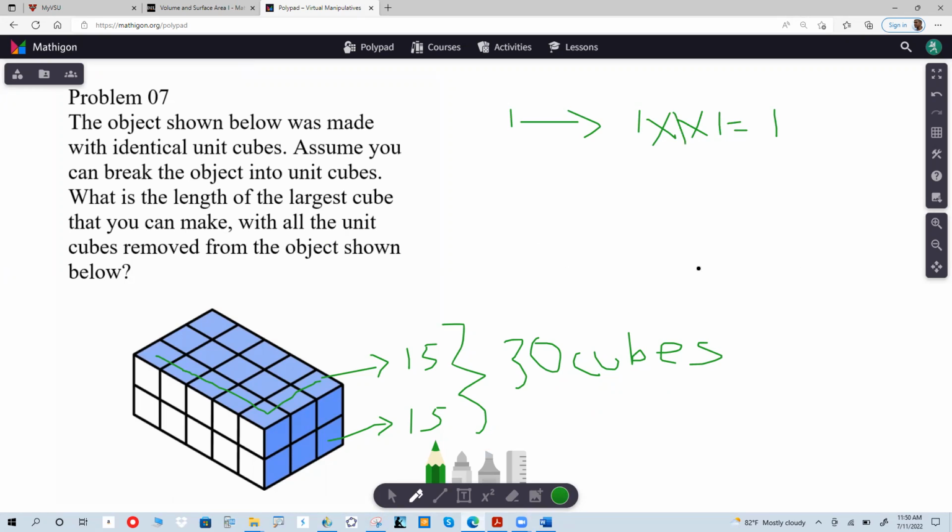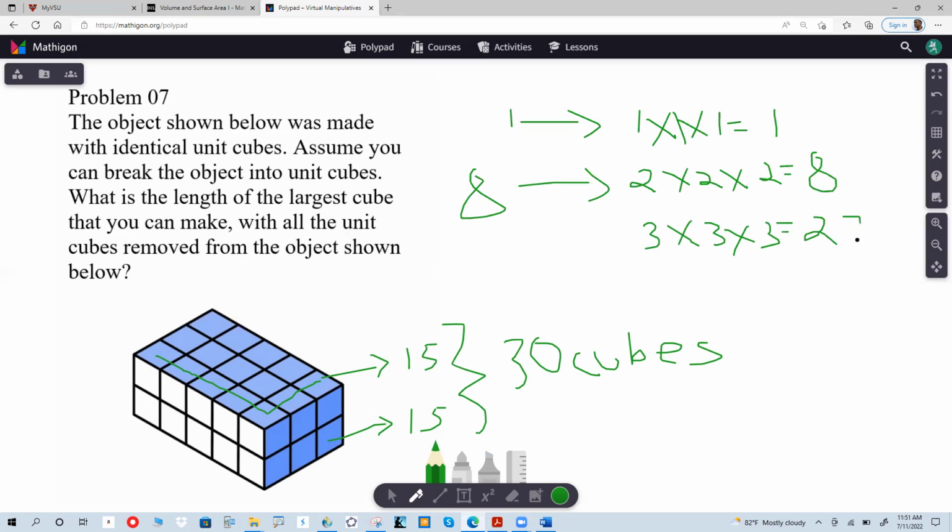If you want to make a cube that's 2 by 2 by 2, you will need 8 cubes. We're going to write 8 here. Okay, that still leaves many more cubes. Try the next one. Try to make a cube that's 3 by 3 by 3, and that's 27. We're getting there. So I need 27 cubes to make a 3 by 3 cube. So if I grab 27 from here, I can make it.